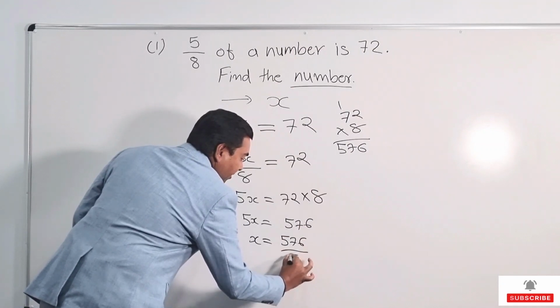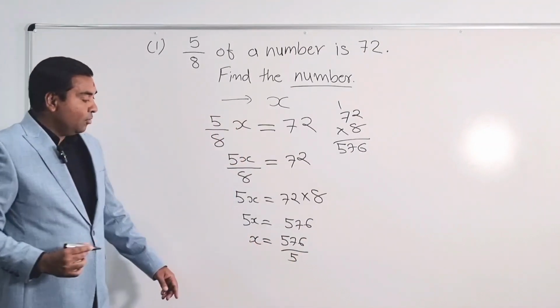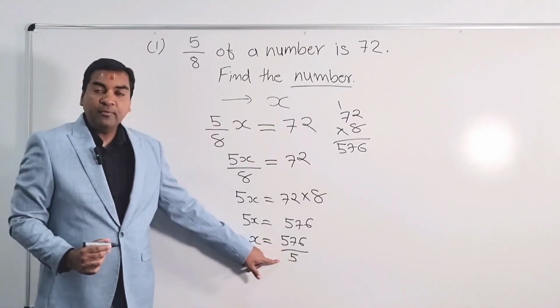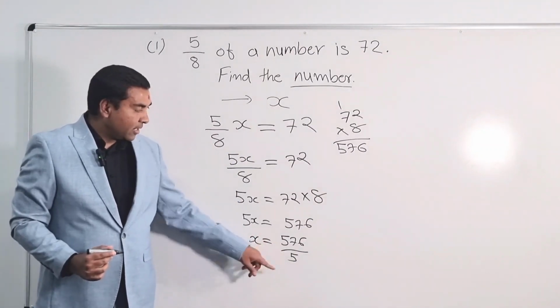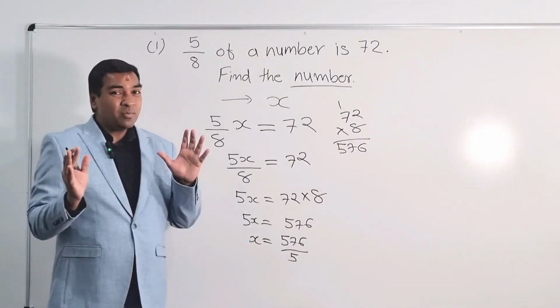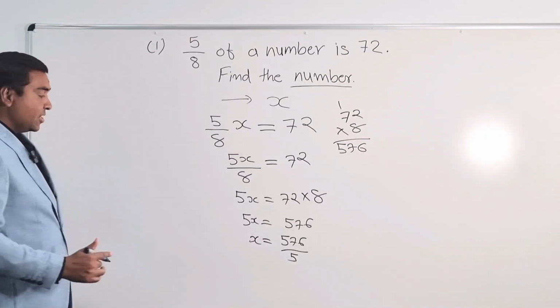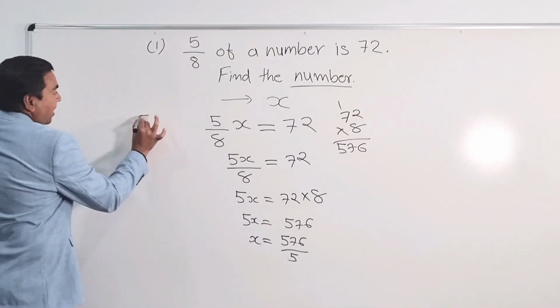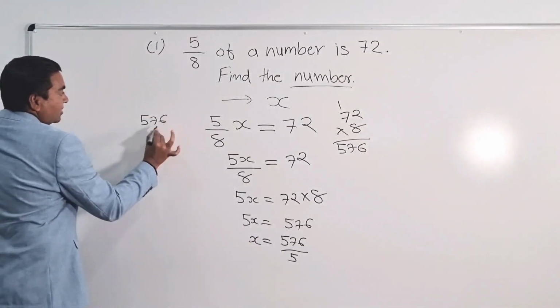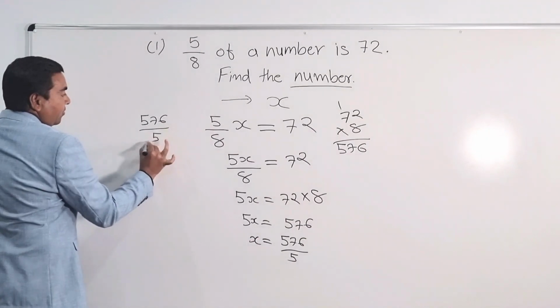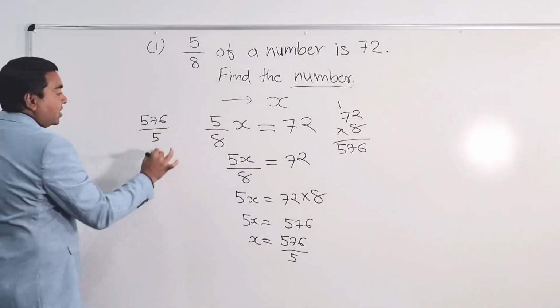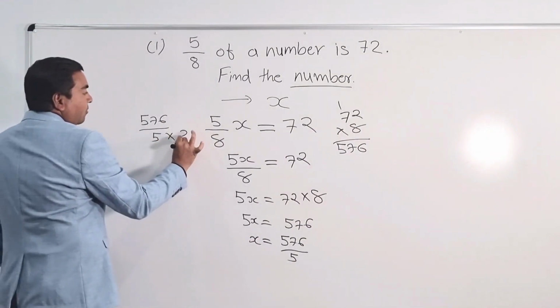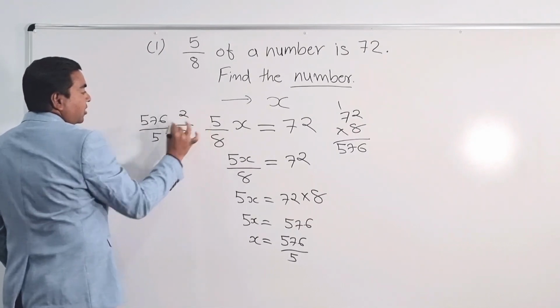576 divided by 5. Now, whenever you're dividing by 5, you can divide in a conventional way, but I'll teach you some cool techniques to do that in an easier way. Let us say 576 divided by 5. If you want to do it in a cool way, guys, you can just multiply by 2 in the denominator and the numerator.